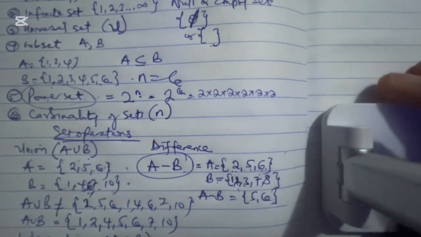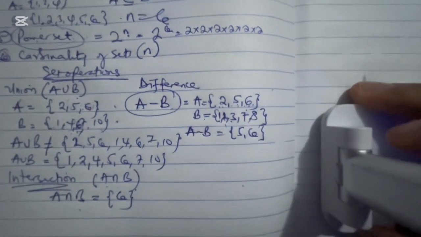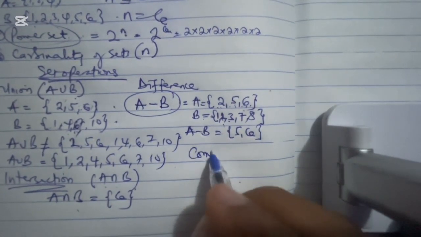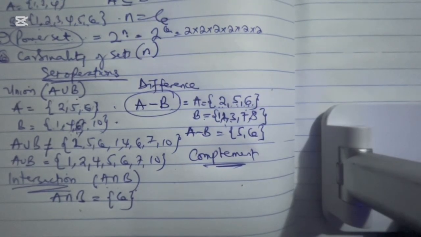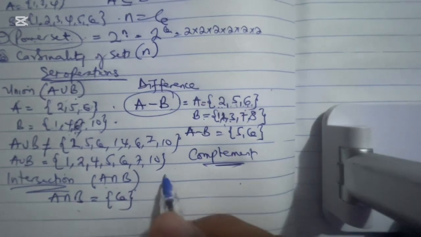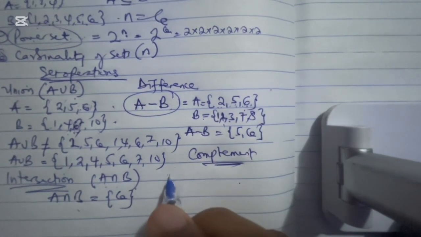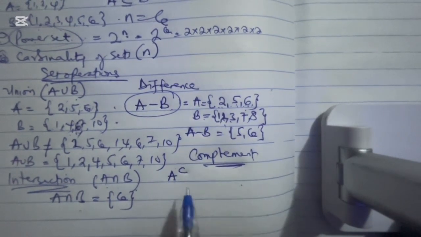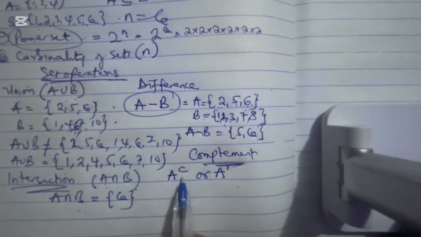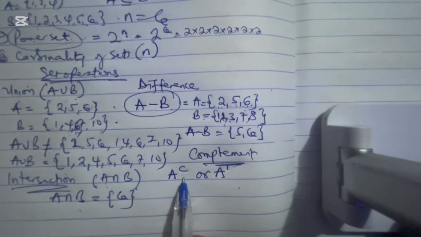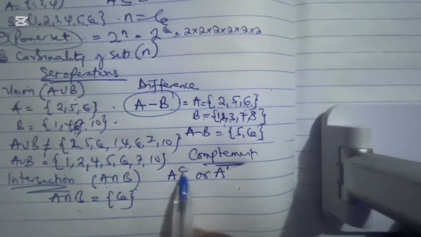All right. Then still on that, we have what we call complements. When we say complement, we are talking about elements in the universal set but not in A, or elements in the universal set but not in B, or whatever symbol you're using to represent the set. So for instance, A complement is noted like this. This is how you write complement, but most times it's represented this way.